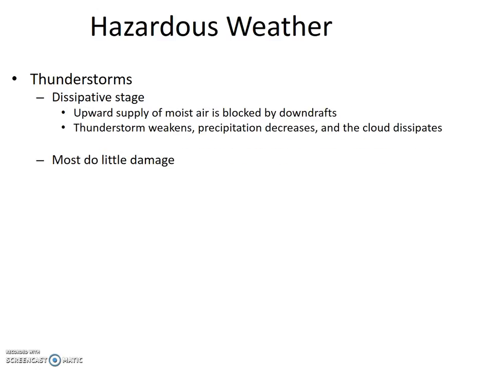The third and final stage of a thunderstorm is the dissipative stage. The upward supply of moist air is blocked by downdrafts. The thunderstorm weakens, precipitation decreases, and the cloud dissipates.